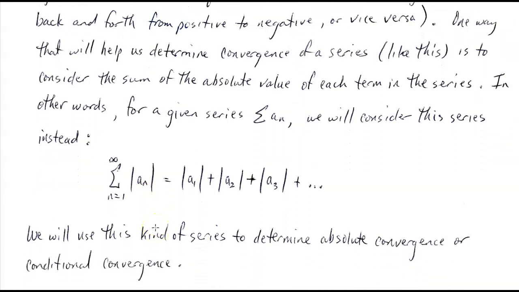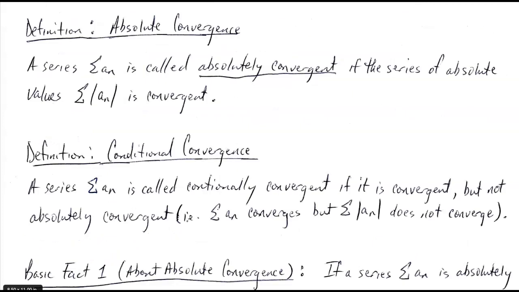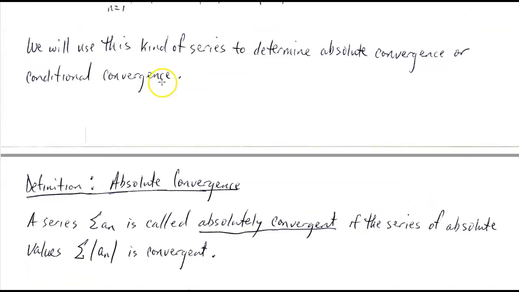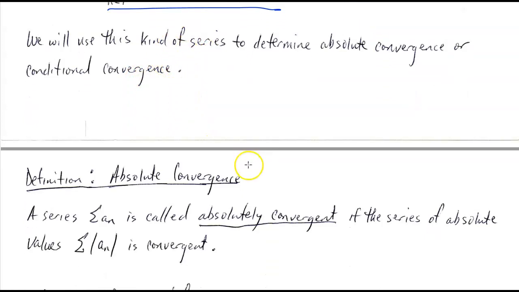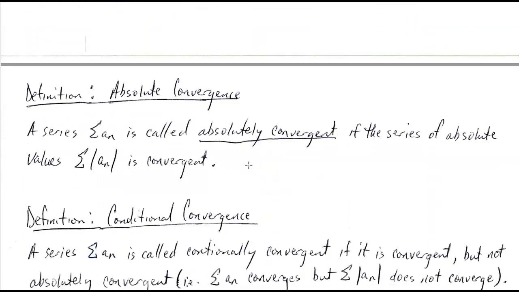And so we'll use this kind of series to determine whether we have absolute convergence or what we call conditional convergence. So absolute convergence happens here. A series is considered to be called absolutely convergent when the series of absolute values of the sequence here is convergent. In other words, if we were to add up this particular series here and it converged upon some number s, then we know that it will be convergent. And we'll call it absolutely convergent.